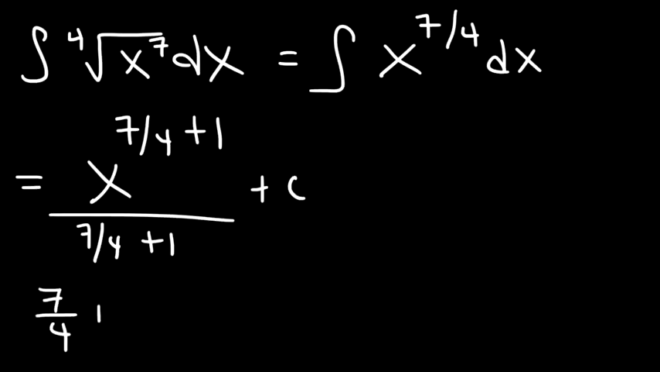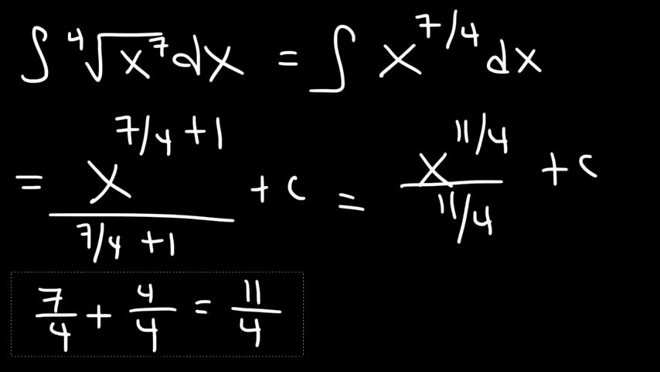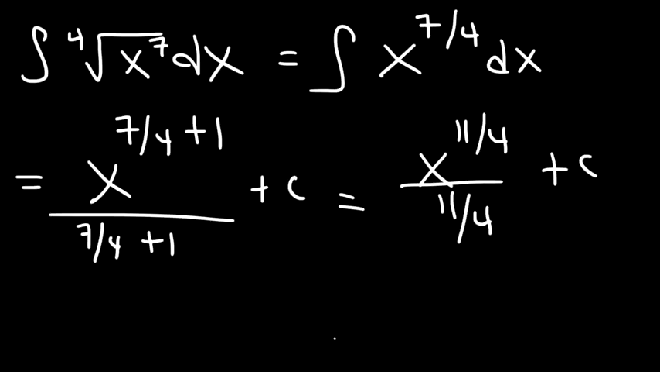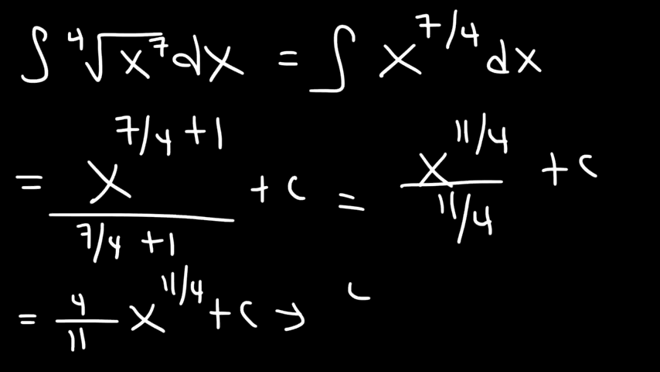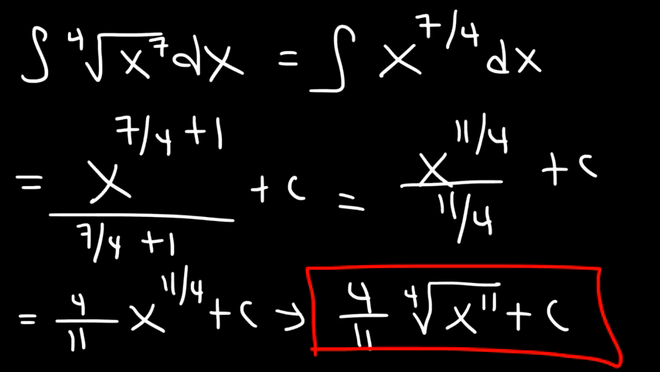Now 7 over 4 plus 1, we can replace the 1 with 4 over 4. So 7 plus 4 is 11. And so we get x to the 11 over 4 divided by 11 over 4 plus c. And so instead of dividing it by 11 over 4, we can multiply the x variable by the reciprocal, which is 4 over 11. So it's 4 over 11, x to the 11 over 4 plus c. And then we can rewrite it as 4 over 11 times the fourth root of x to the 11 plus c. And that's all you need to do for that example.